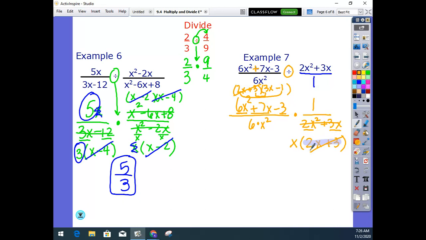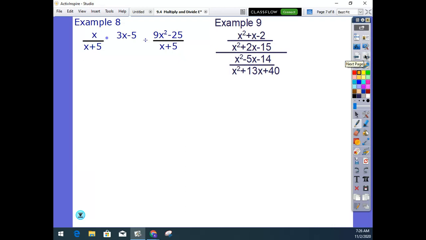So the 2x plus 3 cancels. And there's no common factor left. Be very careful. This x squared and this x are all in the denominator. You can only cancel from top to bottom. So what is left on top? 3x minus 1. Then 6 times x squared times x, 6x to the third.